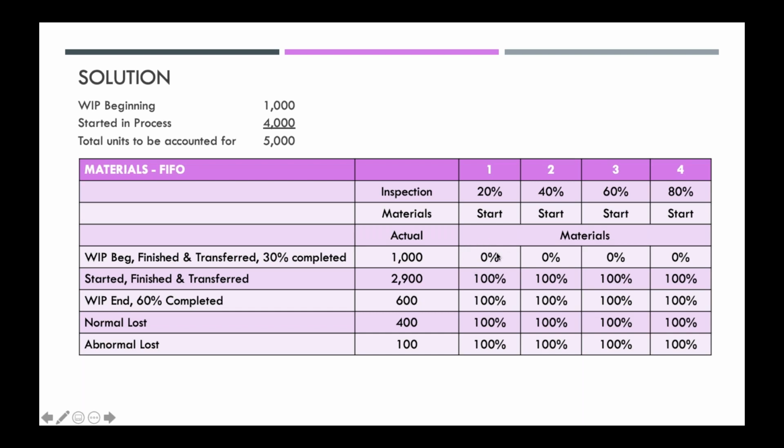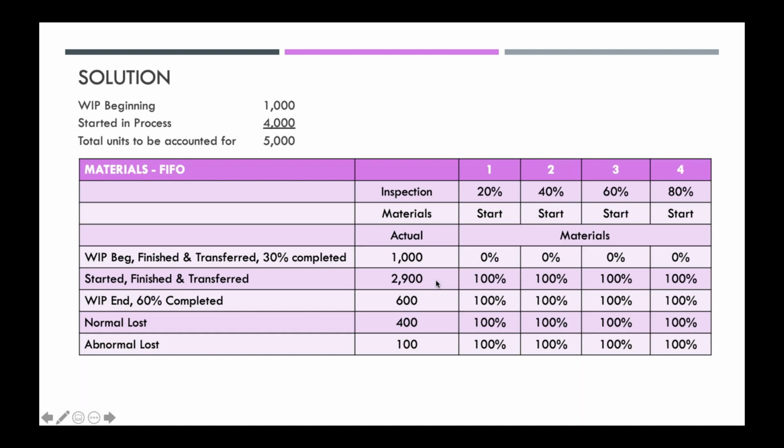So yung ating work in process beginning, wala na siyang materials kasi 30% complete na yan. Last month, nalagyan na siya ng materials. So therefore, wala na yung materials. Okay, same to all scenario, 1 to 4, because materials are added at the beginning of the process. Well, the finished and transferred, started, finished, and transferred, including the work in process end.